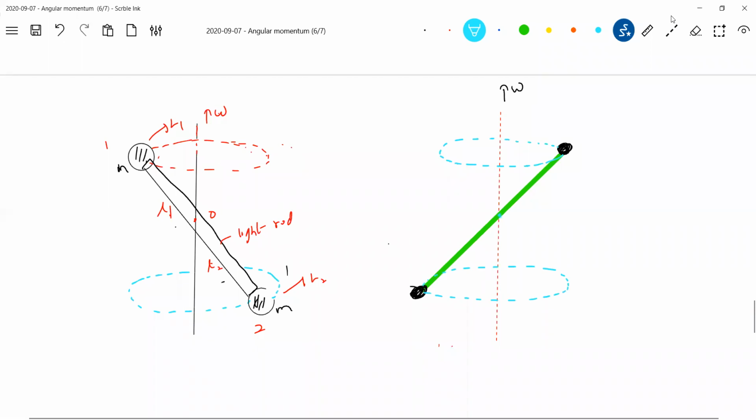And let this length be R1, R2. A different length also you can pick up, it need not be the same length. There I took L1, L2, let me take R1, R2 here. The masses are M1, M2. How will L bar be directed? Here L bar will be directed in this direction.